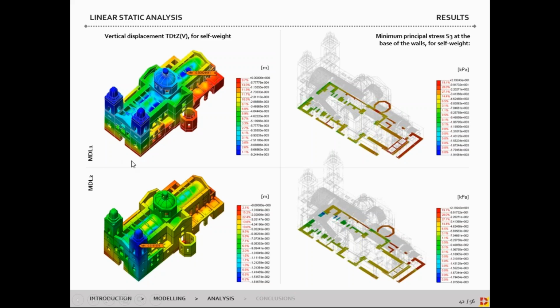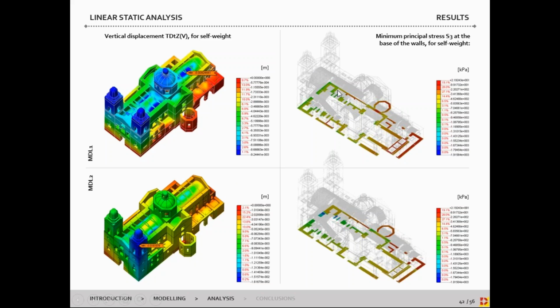So in this first model, we have a really symmetric distribution of the displacements, with both towers moving the same. And in this one that has the southern part of the church with a less stiff interface, we can see that this tower actually moves more.